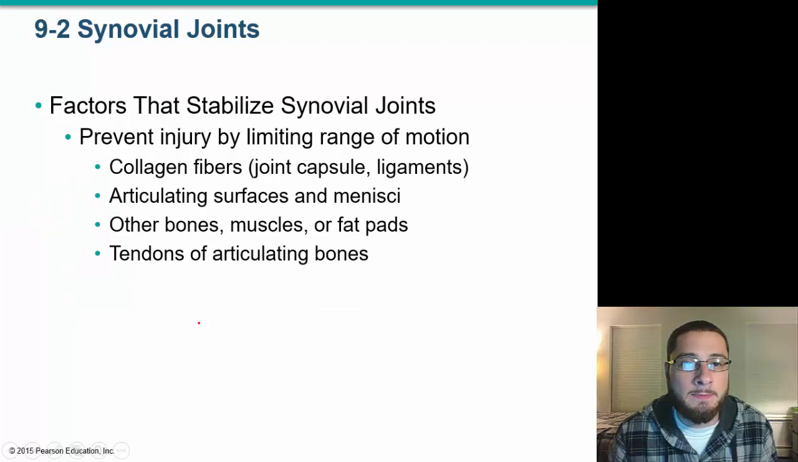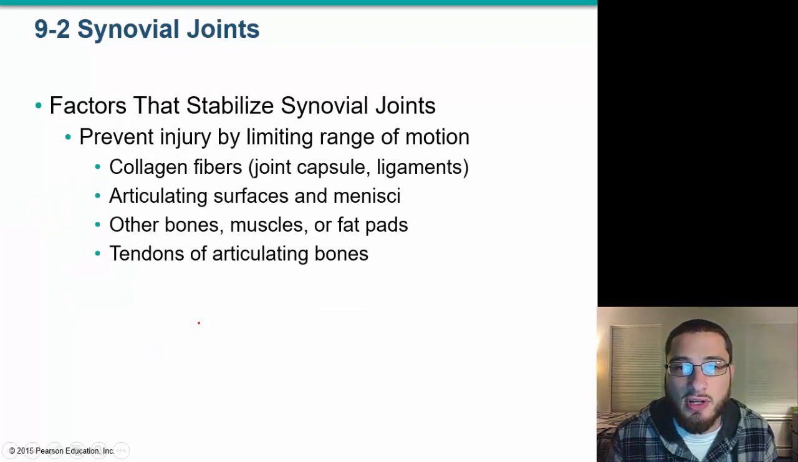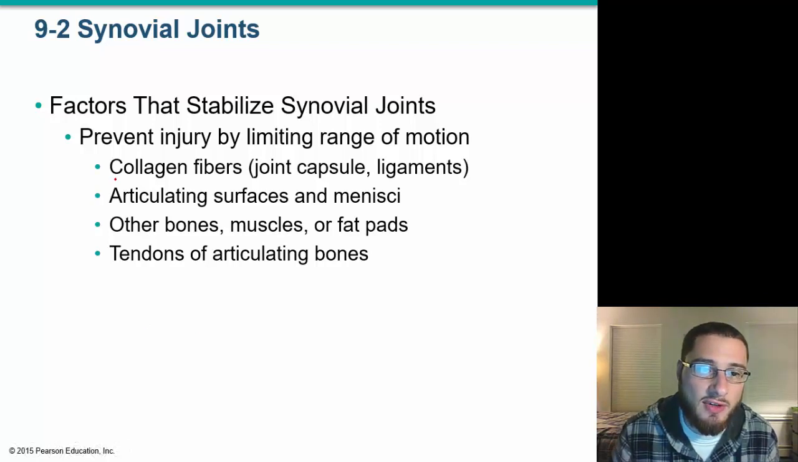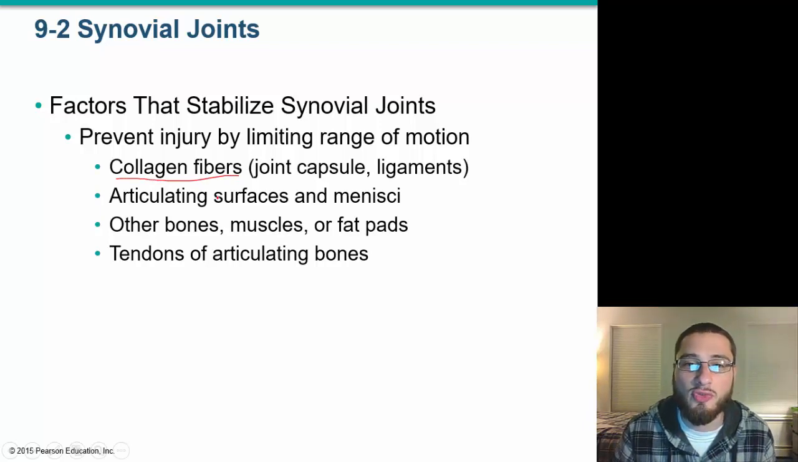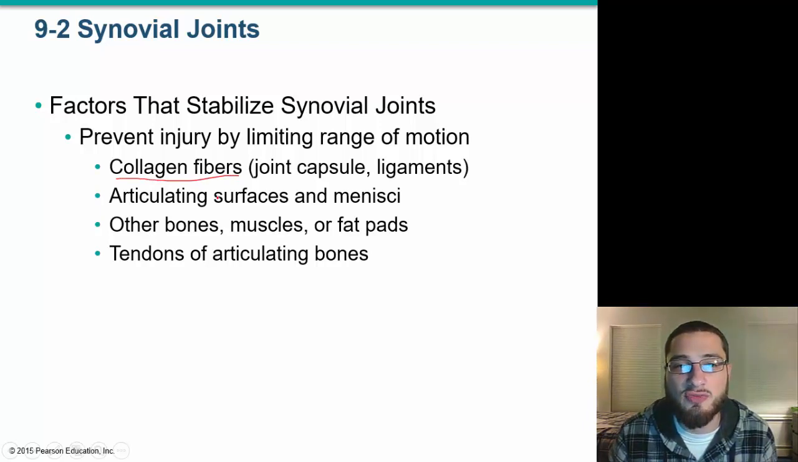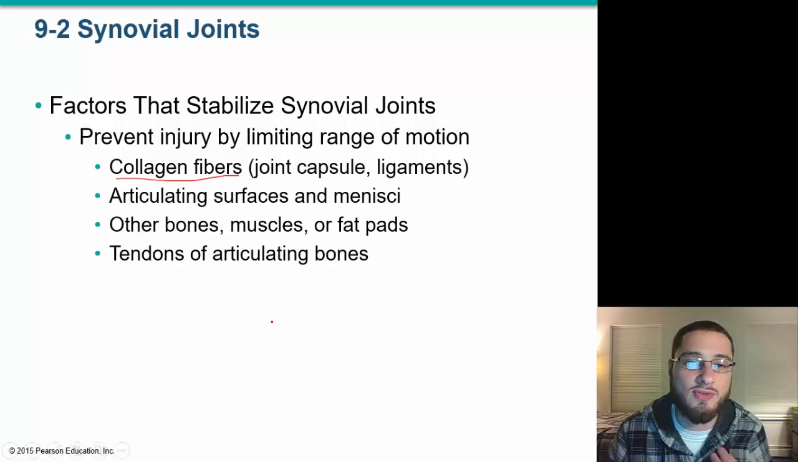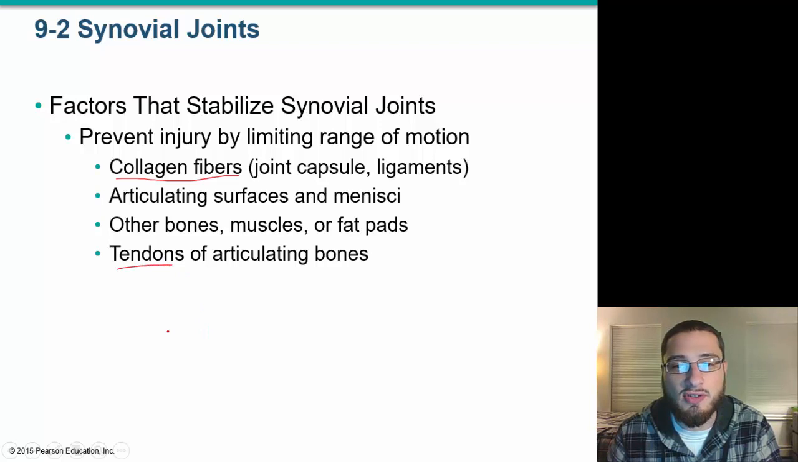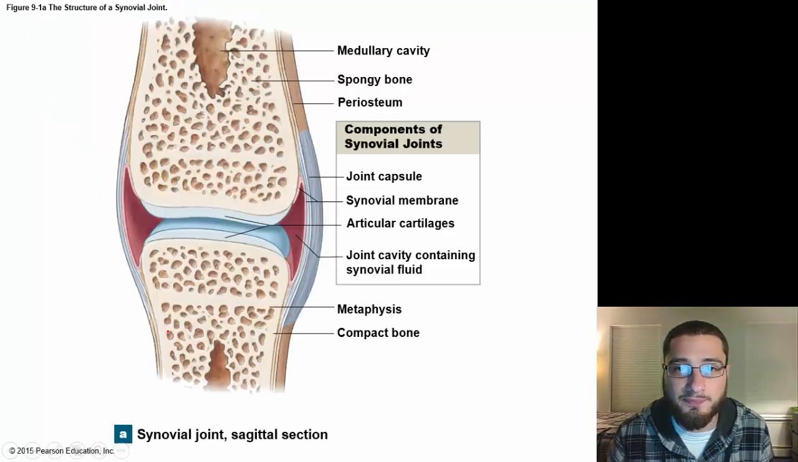Factors that stabilize synovial joints prevent injury by limiting range of motion. You're going to have your collagen fibers that we always talk about. That elasticity in there is going to help to limit that range of motion. Articulating surfaces and a meniscus or menisci, other bones, muscles, or fat pads, and then as well as the tendons that are going to be there in articulating surfaces, articulating bones.